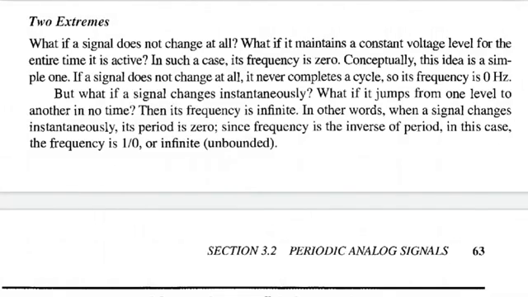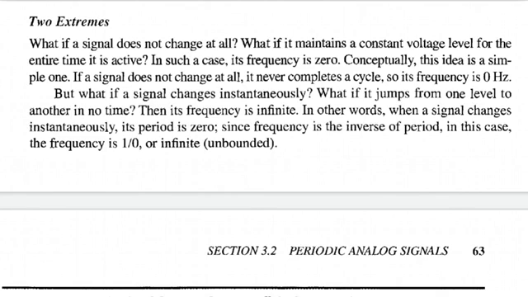Two extremes. What if a signal does not change at all? What if it maintains a constant voltage level for the entire time it is active? In such a case, its frequency is zero. Conceptually, this idea is a simple one. If a signal does not change at all, it never completes a cycle, so its frequency is 0 Hz.